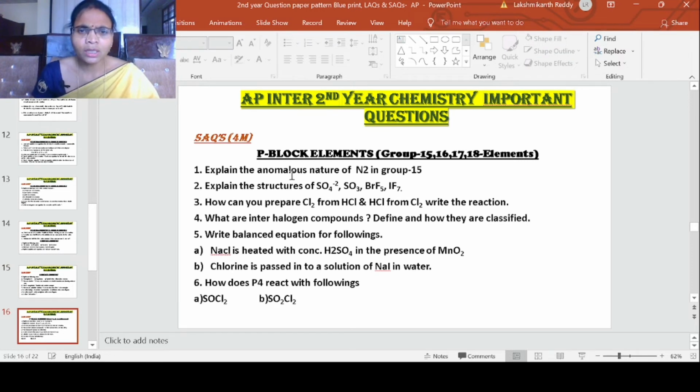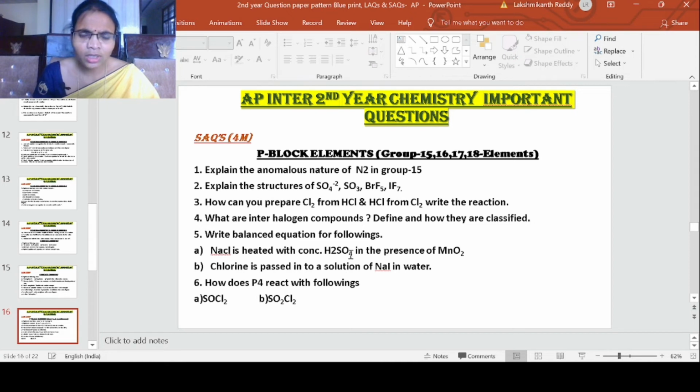So explain the anomalous nature of N2 in group 15 elements. Explain the structures of SO3, BrF3, IF7. So how can you prepare Cl2 from HCl and HCl from Cl2? Write the reactions. So what are interhalogen compounds? Define, and how are they classified? So write the balanced equation.